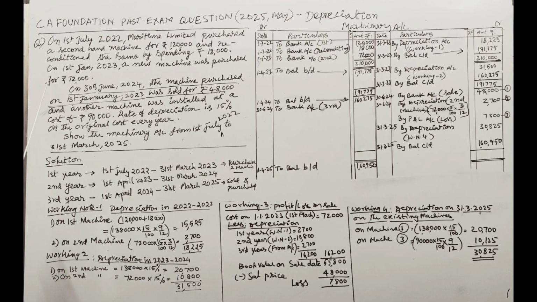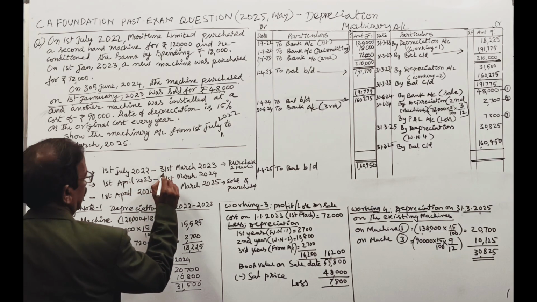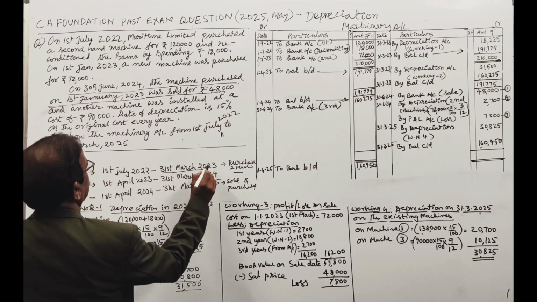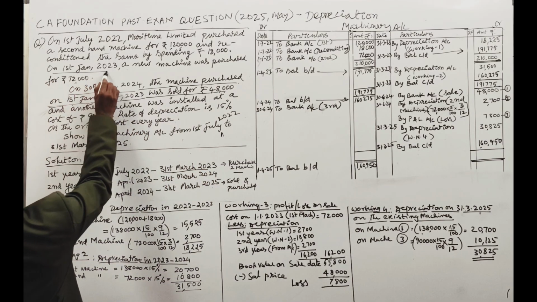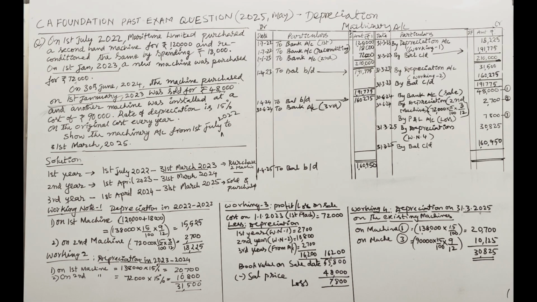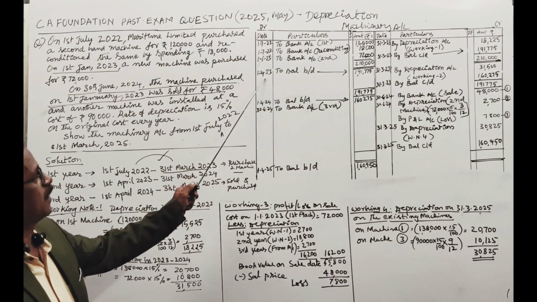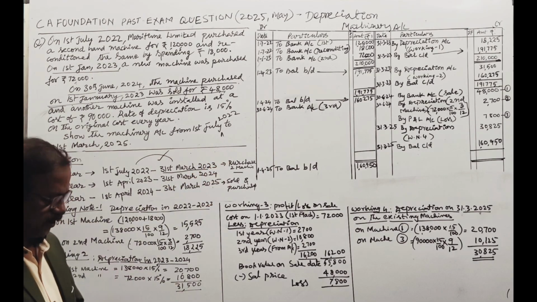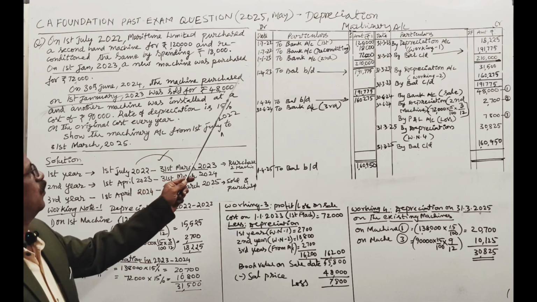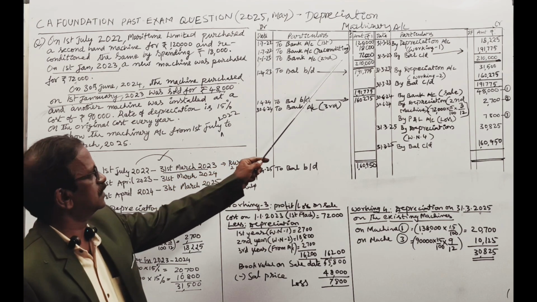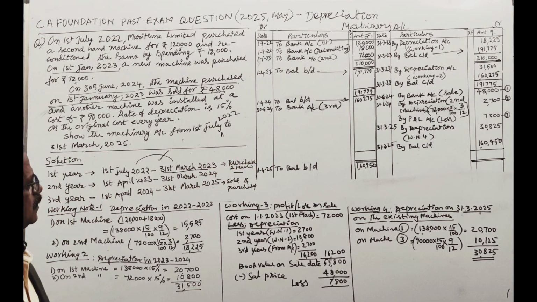By looking at the second sentence, after 1st January 2023, this date comes in the first year itself. See here, the year ends on 31st March 2023, but he is mentioning 1st January 2023, which means it is within this year. That's why we are again writing to bank. We purchased the second machine, 1/1/2023, second machine, 72,000 cost.